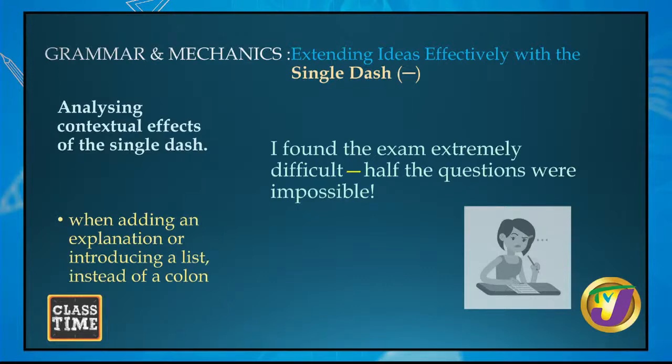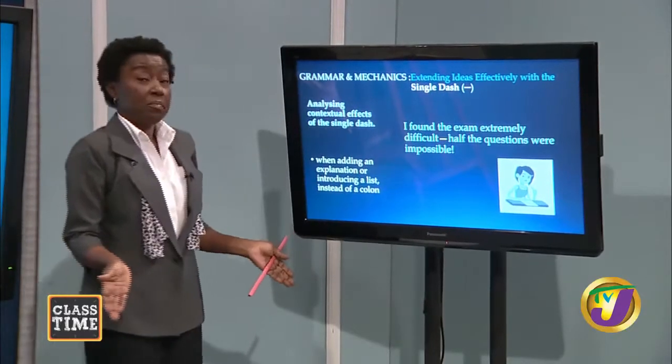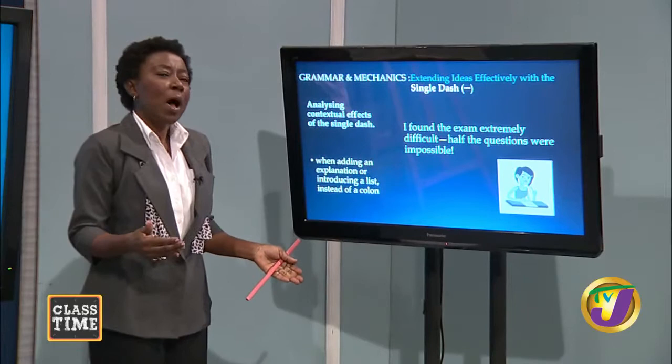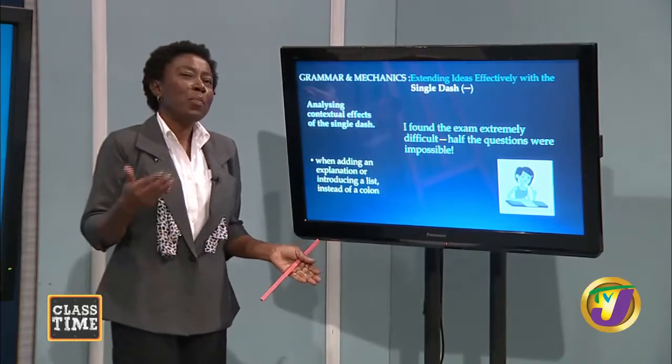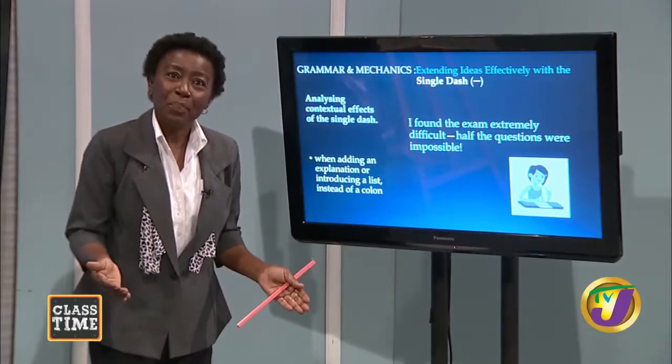So here is a sentence. I found the exam extremely difficult. Half the questions were impossible. Study the sentence. I found the exam extremely difficult. You could put a full stop. You didn't have to explain anything, okay? But somehow you may have heard the prompt in your brain to say, why? Why are you quarreling about the exam?